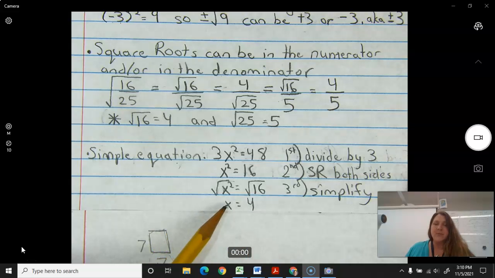Just to recap, the reason why the square root of x squared is x is because x times x is x squared, just like 4 times 4 is 16. The rule still applies even if it's a variable.